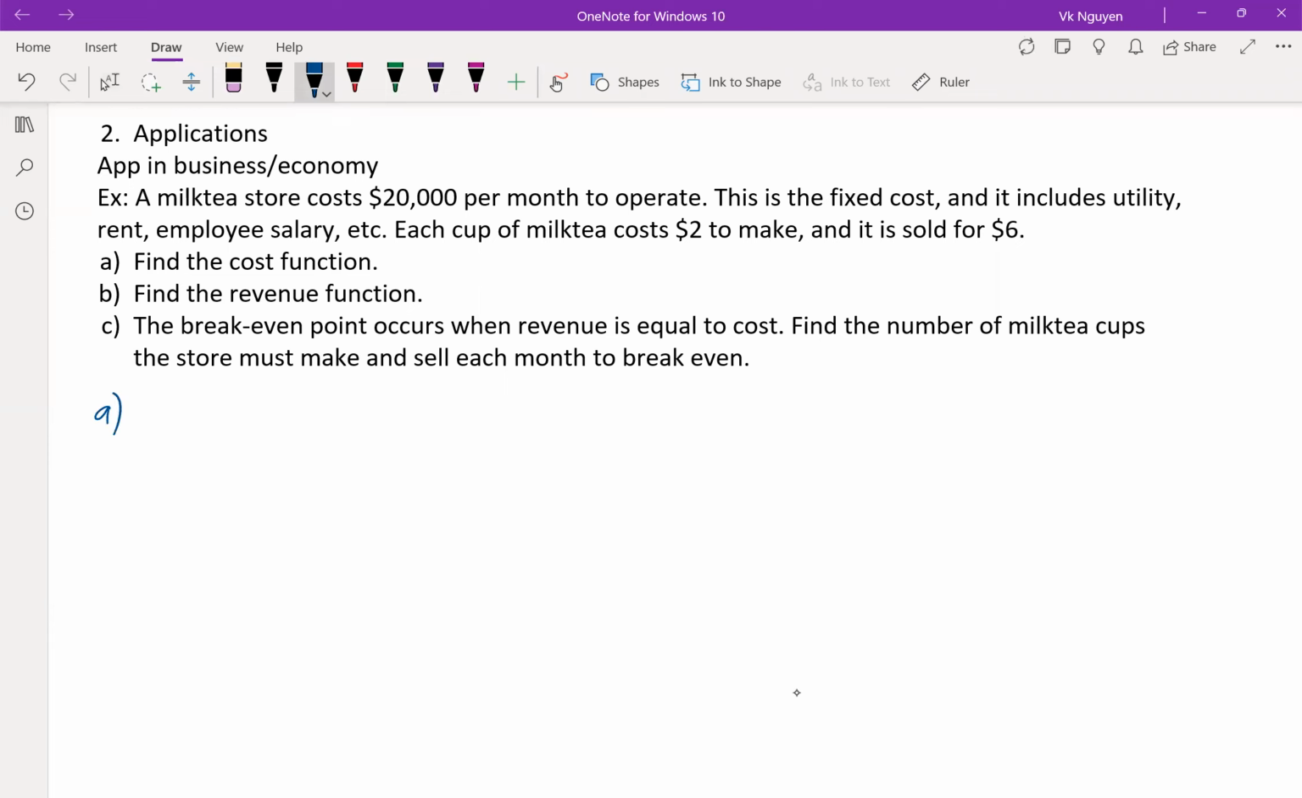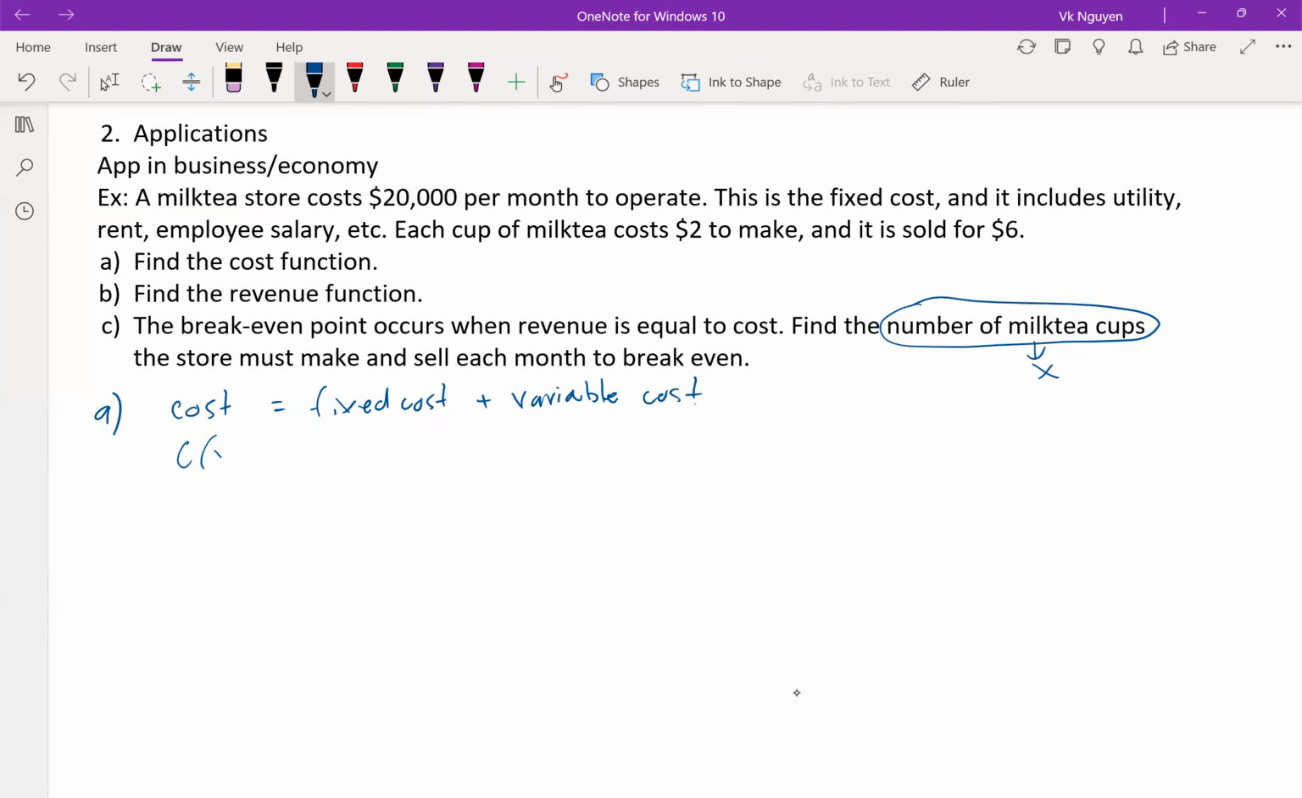In A, we want to find a cost function. Well, in order to figure out a function, we need a variable. The number of milk tea cups, we don't know what it is, so we let it be x. Here, cost is defined as fixed cost plus variable cost.